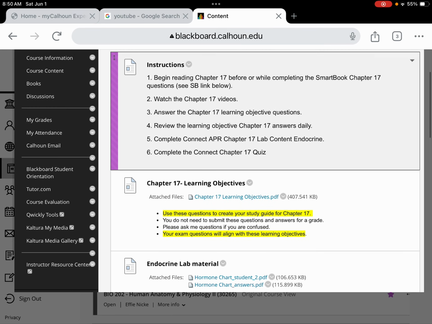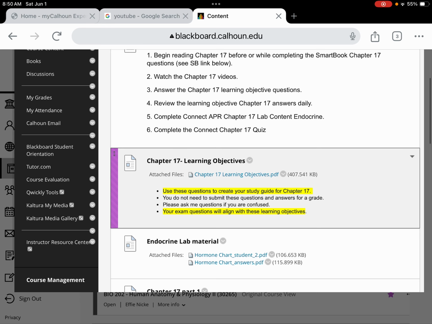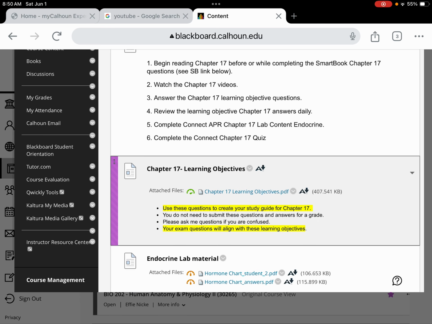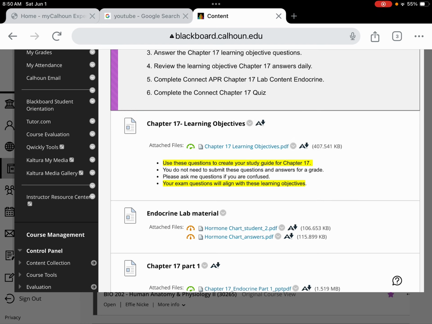So we have our chapter 17 learning objectives. That is the key to doing well on the lecture part of the exam. Every question is tied to a learning objective, so they're all sorted out by the learning objectives. I ask 2 of the 20 that are in that category that have to do with that learning objective. So that would be the first place to go.